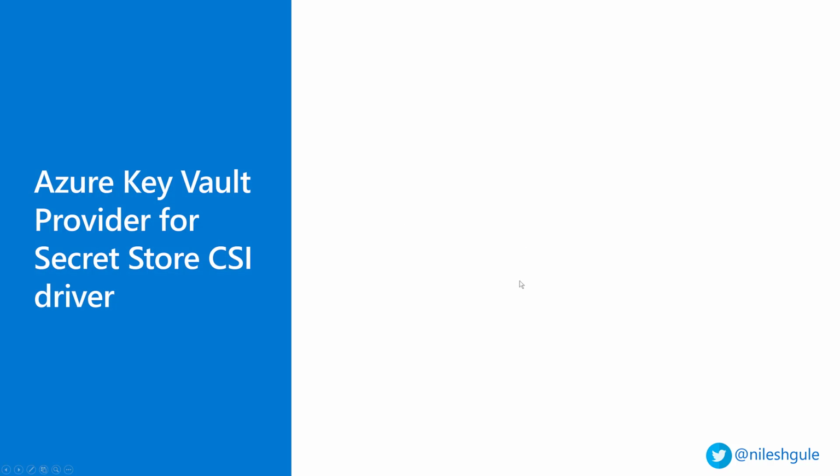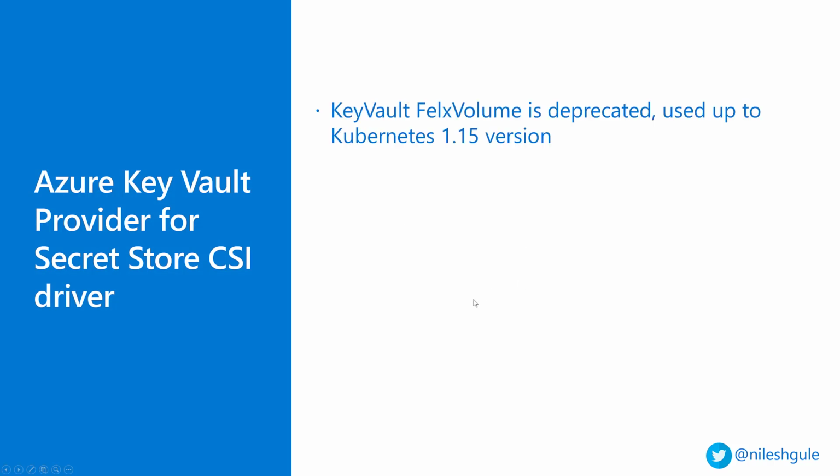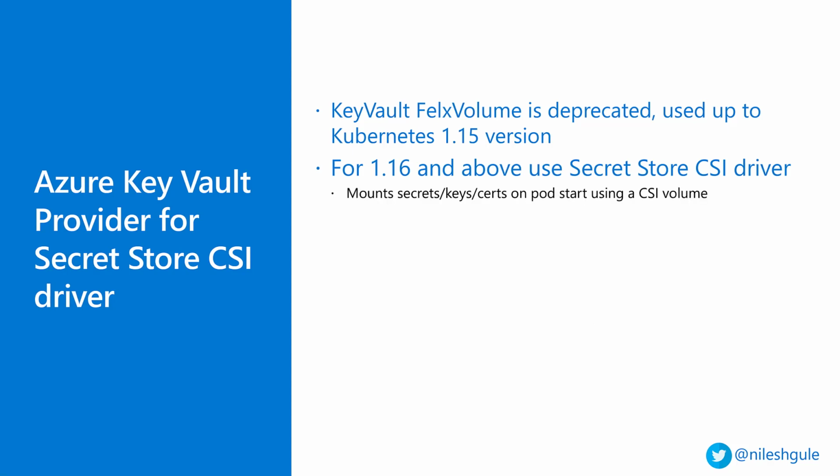So we started with the Azure Key Vault provider for secret store CSI driver. If you remember, initially I said that we need version 1.16 of Kubernetes or higher, because if we are using 1.15 or below, the approach to link the Key Vault is slightly different. There is a concept called Key Vault Flex Volume, which is deprecated. So if we are using 1.15 of Kubernetes, we still need to use this Flex Volume based approach. With 1.16 and higher, we use the secret store CSI driver.